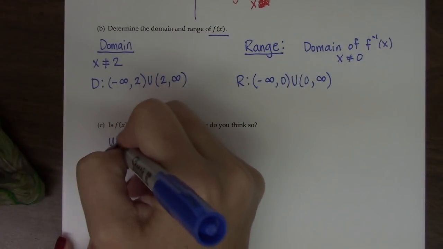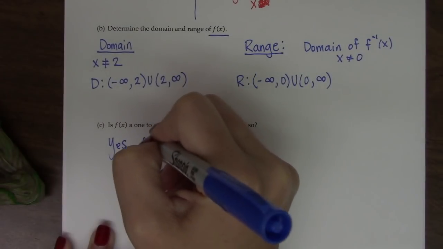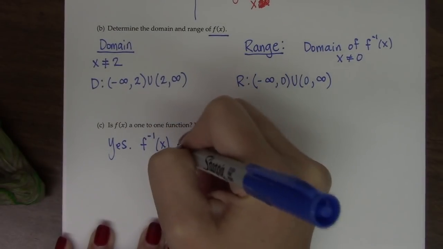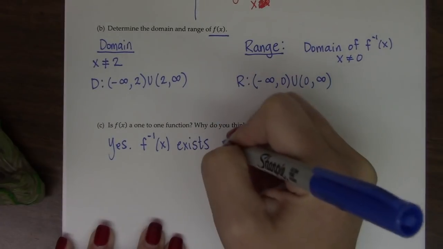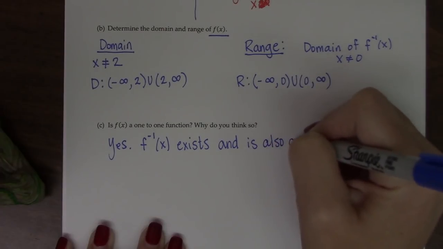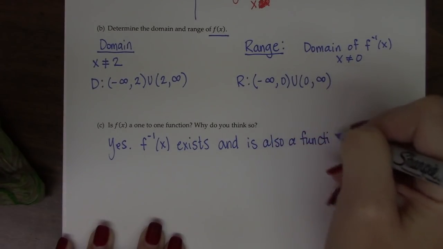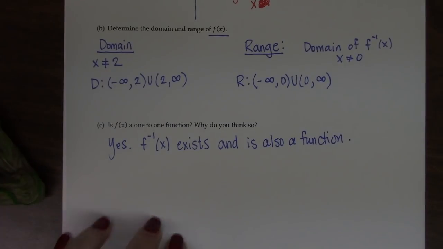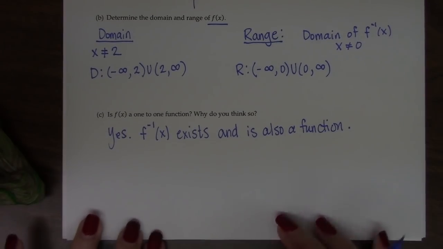Part C asks, is f of x a one-to-one function, and why do you think so? So the answer is yes. F inverse exists, and is also a function. I was able to conclude that confidently because algebraically I was able to solve the inverse with no issues or problems. And you don't have to necessarily graph this function, but I'm going to show you a graph of it just so you can visually see that it does pass our two tests.